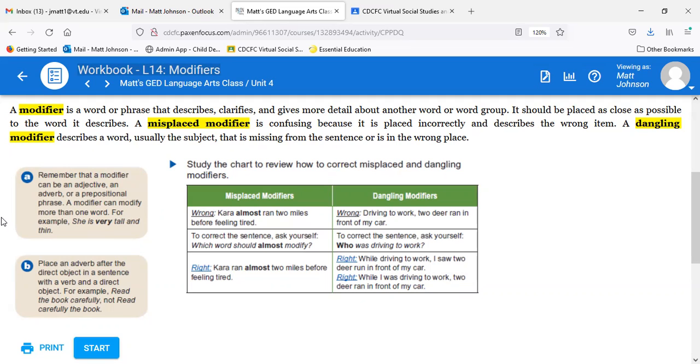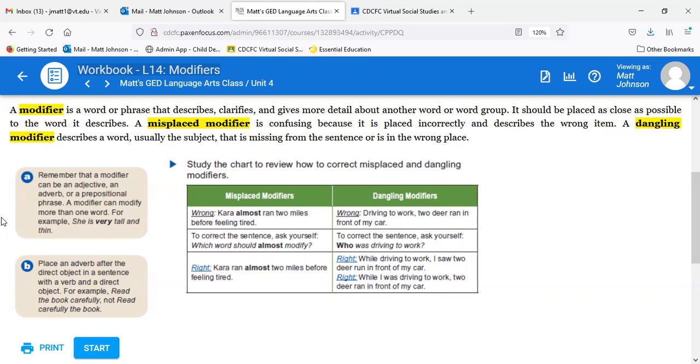And a modifier can modify more than one word, right? So for example, she is very tall and thin. So very is describing her as both tall and thin. So she's very tall and very thin. And then place an adverb after the direct object in a sentence with a verb and a direct object. So for example, read the book carefully, not read carefully the book. And that one does sound pretty awkward, right? We can kind of tell right away, read carefully the book. That doesn't make sense. Read the book carefully.